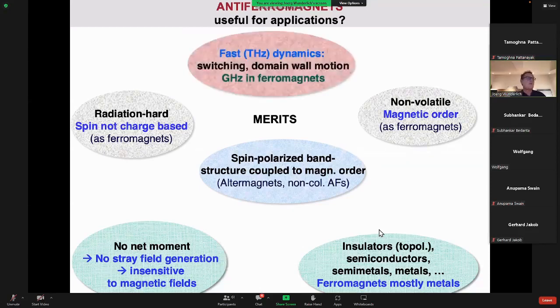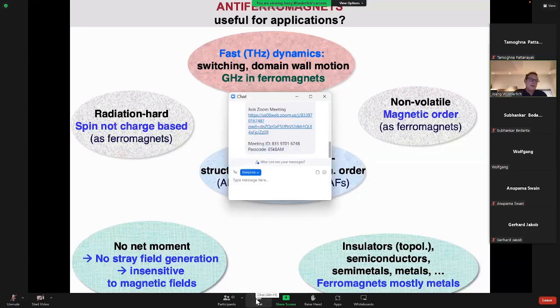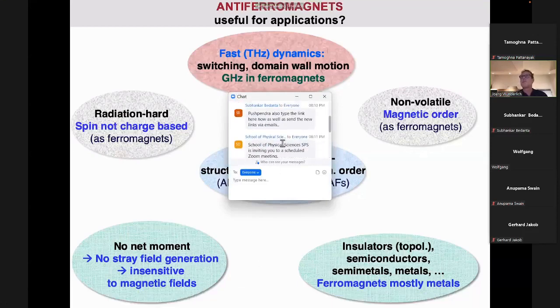Typically, it's 3 orders of magnitude faster than ferromagnets, whose dynamics is typically in the gigahertz regime. Antiferromagnets, their dynamics is in the terahertz regime, so on the transition between electronics and light. And of course, this makes them perhaps very interesting for application.